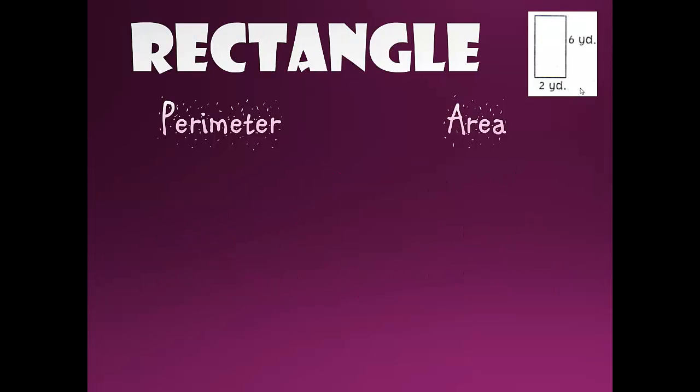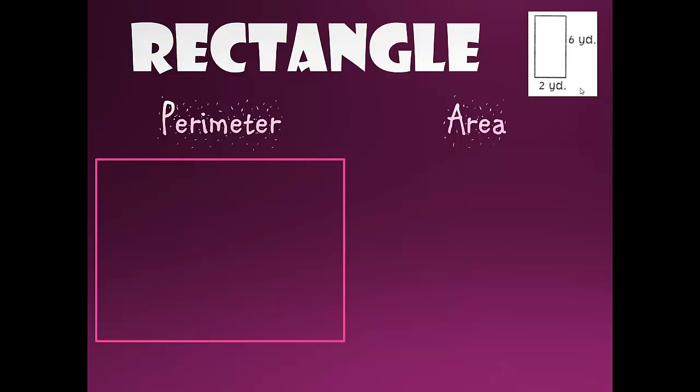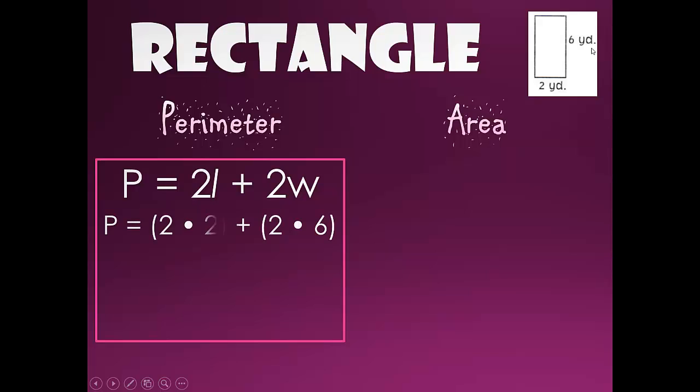Next, we're going to find the perimeter and area of a rectangle. The formula for perimeter of a rectangle is P equals 2L plus 2W, where L is equal to length and W is equal to width. Our length for our rectangle is 2 yards, and our width is 6 yards. So we're going to have P equals the quantity 2 times 2 plus the quantity 2 times 6.